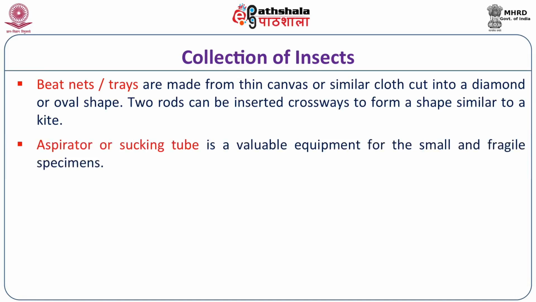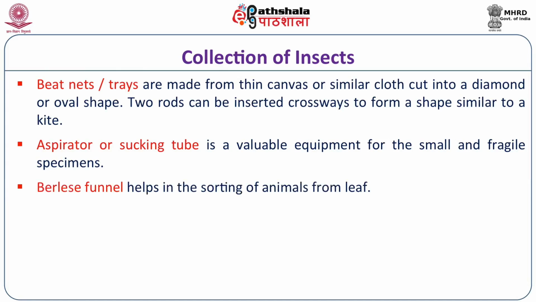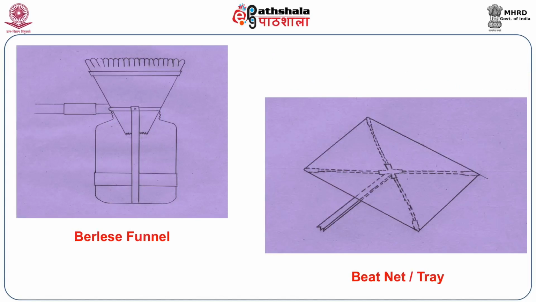Aspirator or sucking tube is also a valuable equipment which is used for the collection of small and fragile specimens. Berlese funnel helps in the sorting of animals from leaf litter. Many insects are collected by rearing. These are the drawings of Berlese funnel and a bait tray.